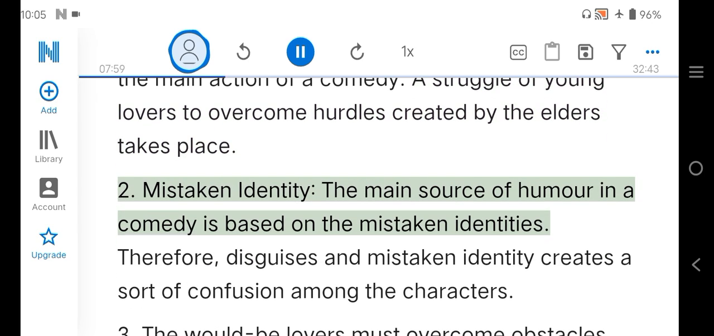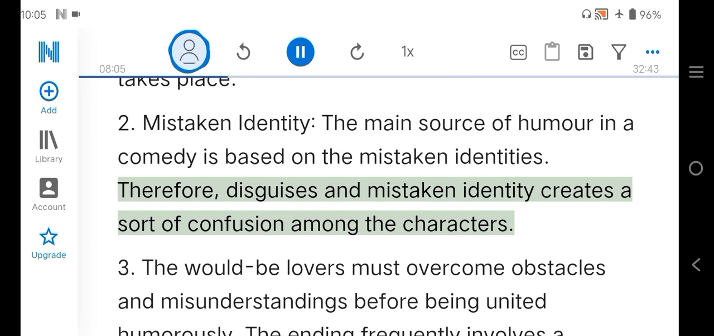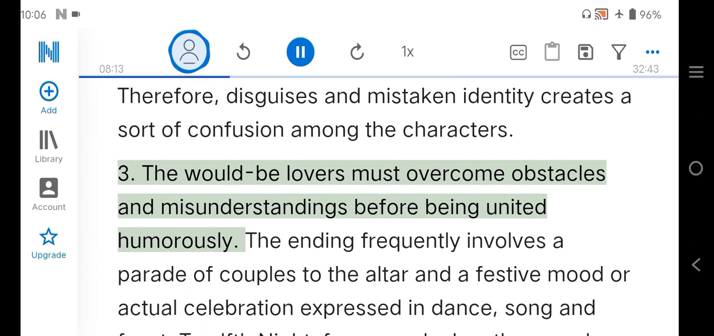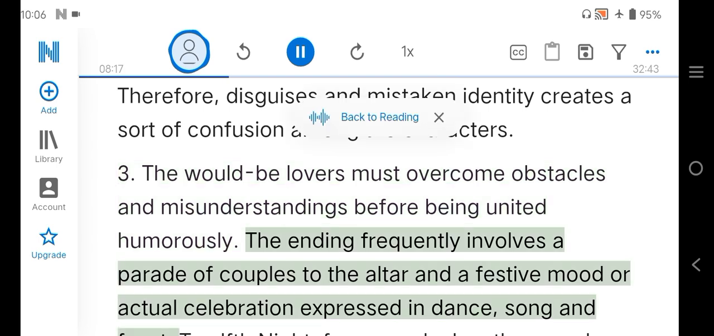2. Mistaken identity. The main source of humor in a comedy is based on the mistaken identities. Therefore, disguises and mistaken identity create a sort of confusion among the characters. 3. The would-be lovers must overcome obstacles and misunderstandings before being united humorously.